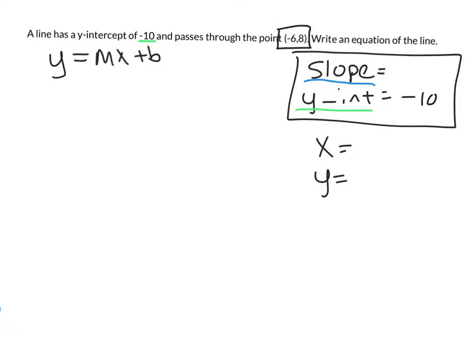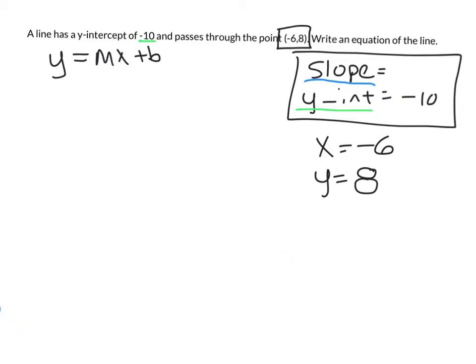Remember that a coordinate is written as x, comma, y, right? So negative 6 would be our x coordinate because it comes first. So I'm going to write negative 6 here. And 8 would be our y coordinate because it comes second. So I'm going to write 8 here. And then I'm going to erase this because we don't really need it.